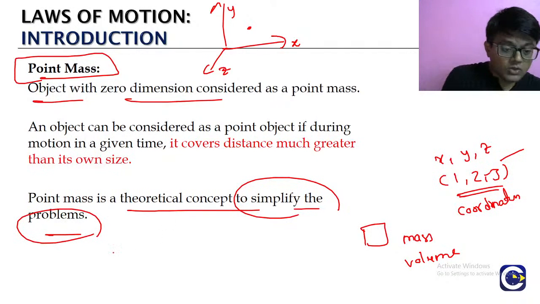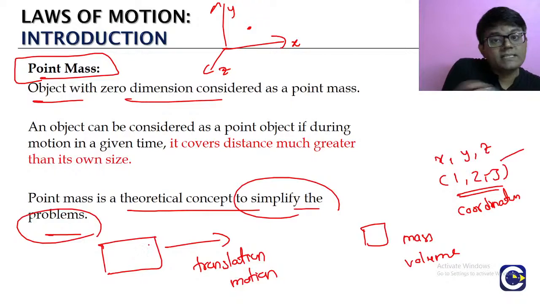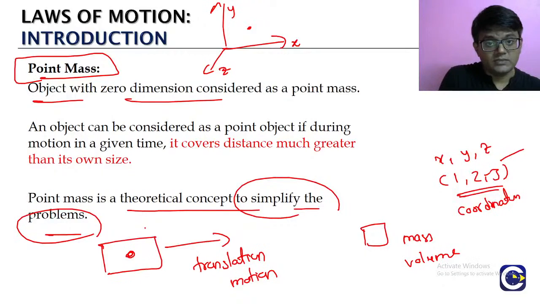We know every body will have some volume. But when we talk about translation motion, what are we saying? Each and every part of the body will move in the same manner. So can we represent the entire body by just one point mass? We'll assume that the body is located at a single point. That assumption is what we call the point mass assumption. But is it true? No. Every body will occupy some volume.